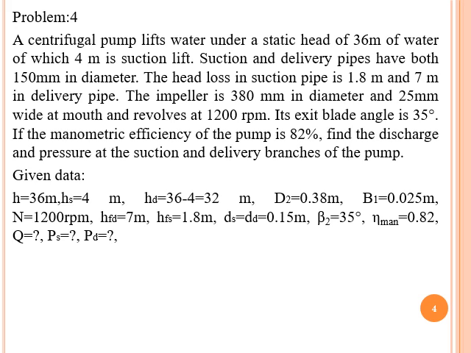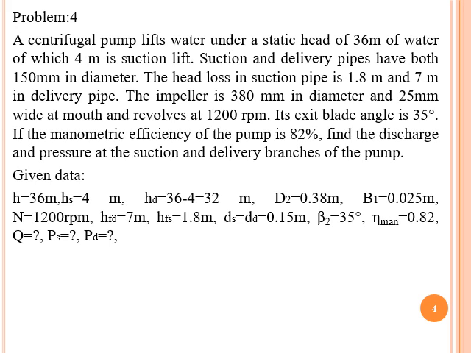The diameter of the impeller at exit is 0.38 meter and width of the impeller is given as 0.025 meter. The speed N is equal to 1200 rpm. Then head loss due to friction at the delivery pipe is 7 meter, that is H of FD is equal to 7 meter, and H of FS at the suction pipe is 1.8 meter. So now diameter of the suction pipe is equal to diameter of the delivery pipe is equal to 0.15 meter. The blade angle at exit beta 2 is equal to 35° and manometric efficiency is 0.82.